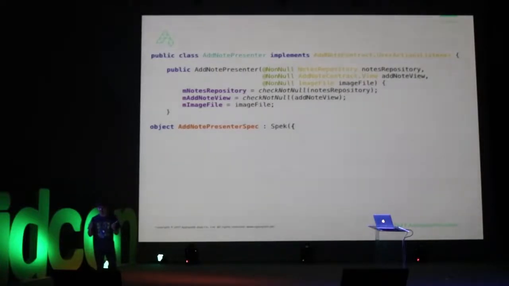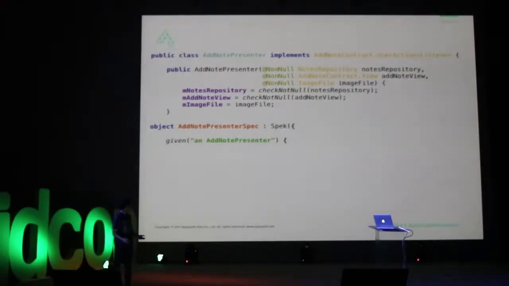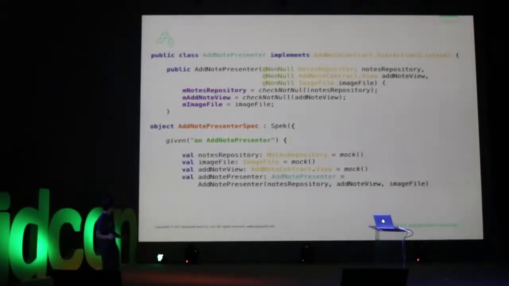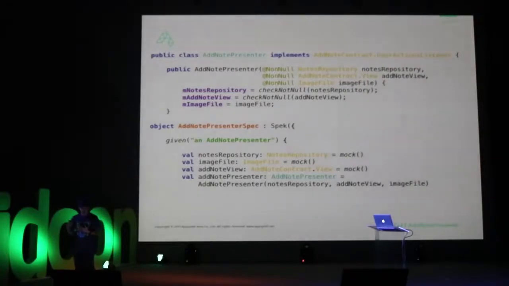So we say add note presenter. It's going to inherit from Spek. In Kotlin, a colon means extend or implement. Now, you're going to write your test code in a lambda that you pass in the constructor here after the Spek declaration. Now you will say given an add note presenter. Now we do the setup. You see, we create our instance of add note presenter.